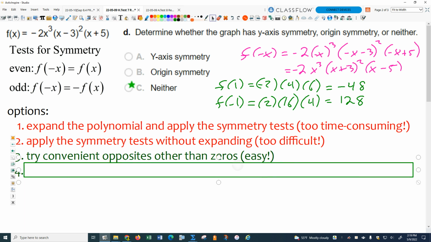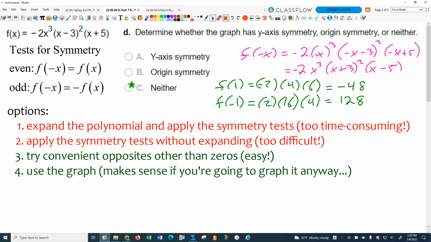The other viable option I would say would be to use the graph. What does even symmetry look like on a graph? What's even symmetry?